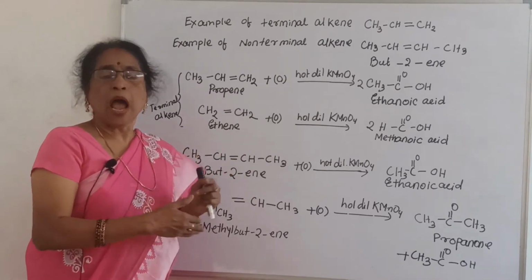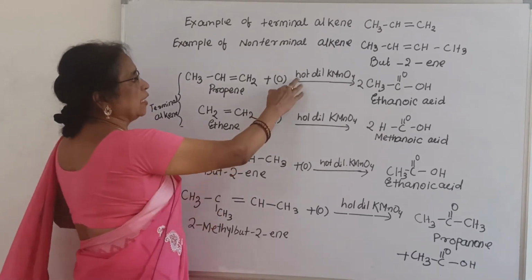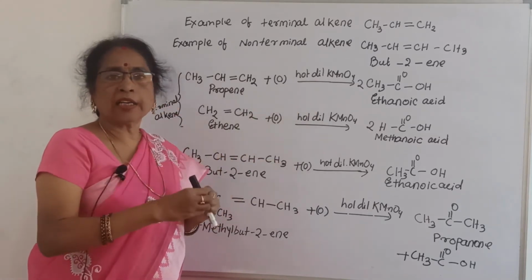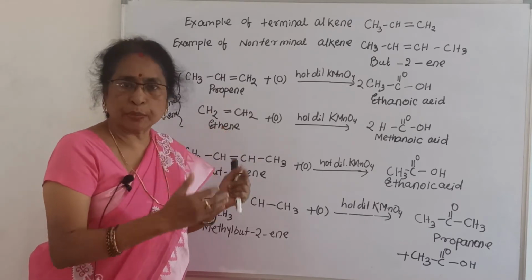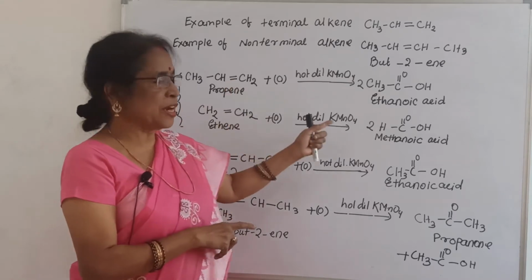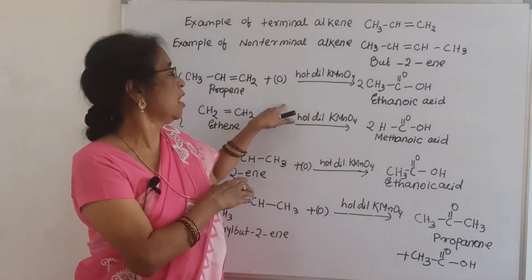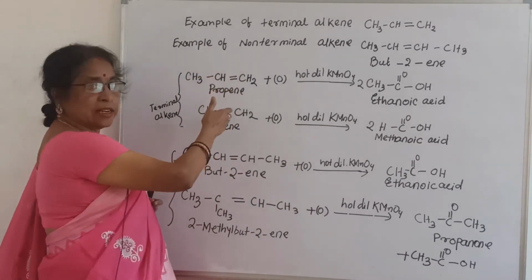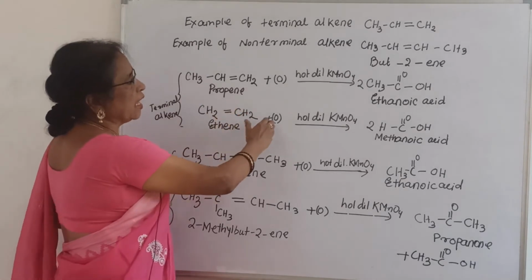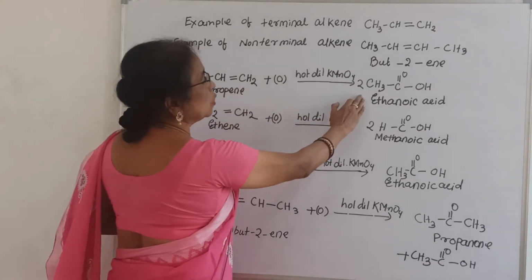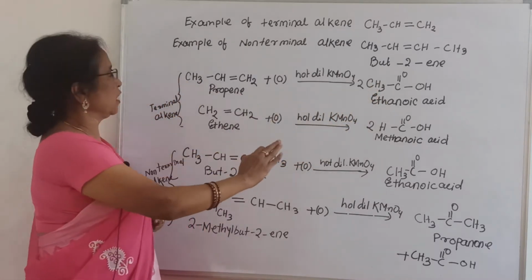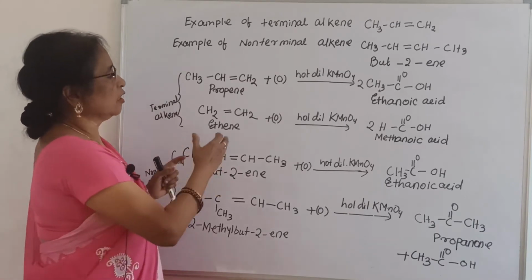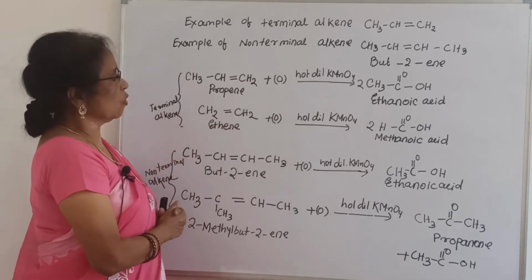Next, I want to say how a terminal alkene reacts with hot dilute KMnO4 and how the oxidation takes place with the help of hot dilute KMnO4. You should remember that when a terminal alkene reacts with hot dilute KMnO4, oxidation takes place and immediately the corresponding carboxylic acid is formed. Since the double bond is there, surely it will break here, and it breaks 2 times, then it gives 2 CH3COOH. That means it will give ethanoic acid, with the formula CH3COOH.